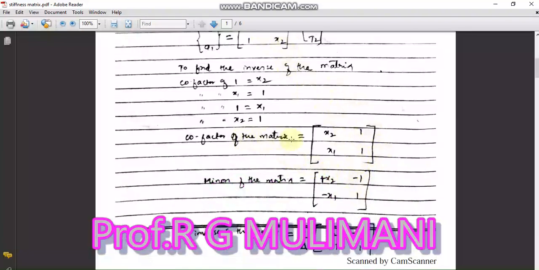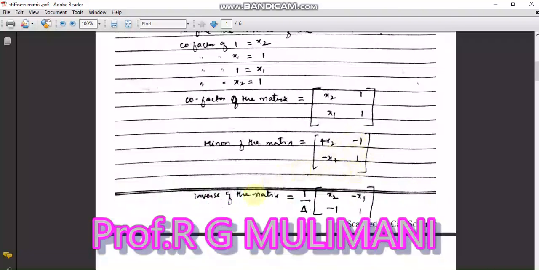This is the cofactors. What is the sign pattern of the matrix? Plus, minus, minus, plus. So to find the inverse of the matrix, it is 1 by determinant times the adjoint of the matrix. For the adjoint, you have to transpose this matrix, so rows into columns, columns into rows. So it is written x2, minus x1, and this column has the row minus 1, 1.